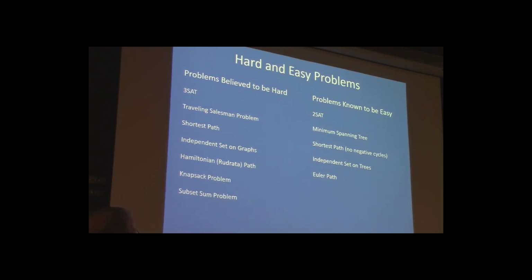Shortest path with no negative cycles, they said was fast. General shortest path, we don't know, but no one's ever solved it. Independent set on trees, easy. Independent set on graphs, apparently very hard. The Euler path problem, where we're visiting all the edges, easy. The Hamiltonian path problem, where we're visiting all the vertices, hard. Knapsack problem, there's not an equivalent easy one. Hard. I don't know what to put as the equivalent.